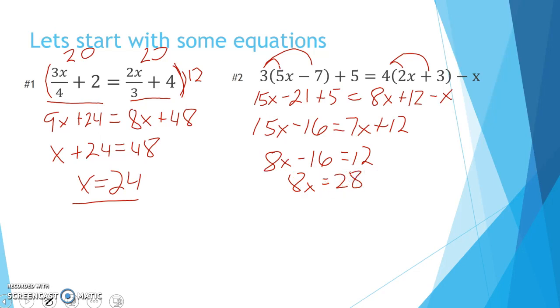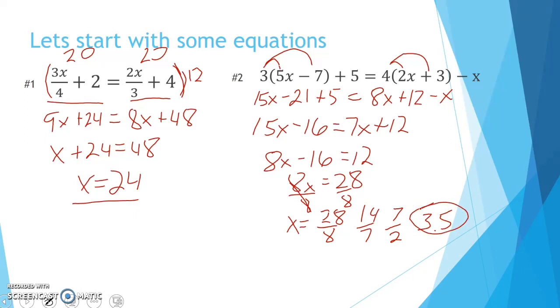If I divide by 8, let me just show this step here. One way I could write this is 28 over 8. But that's the same thing as 14 over 4, or 7 halves, which is the same thing as 3.5. And so for number 2, our solution is that x is 3.5. And you could check this. If I plug 3.5 into the left-hand side of the equation, I think I'm going to get 36.5. And if I plug it into the right side of the equation, I will also get 36.5. And because those are equal, we know that we've done it correctly.